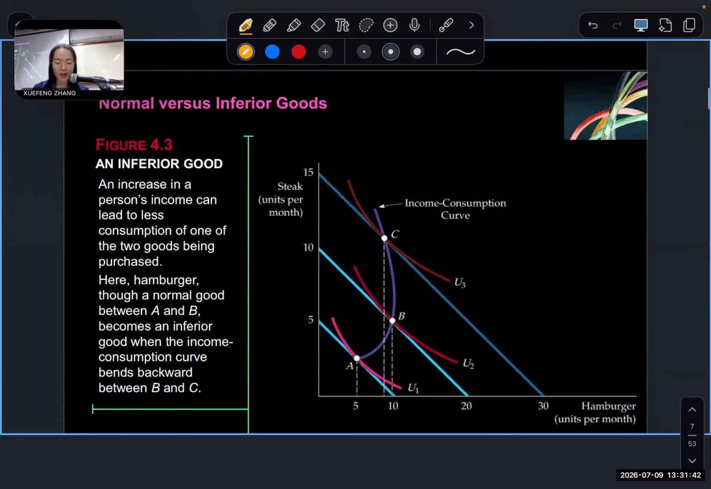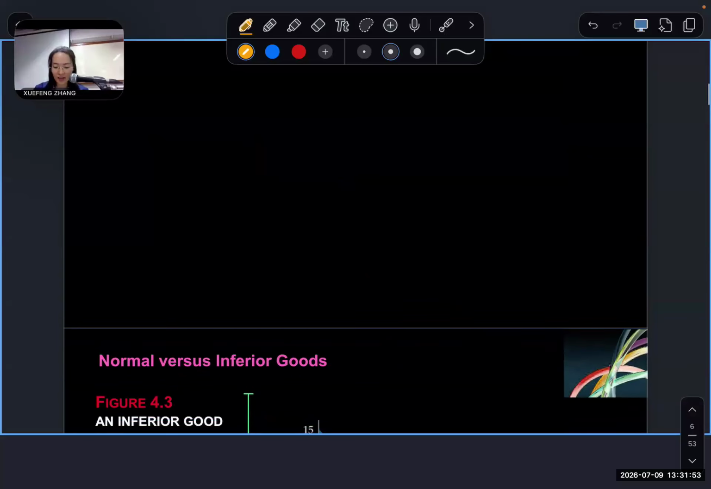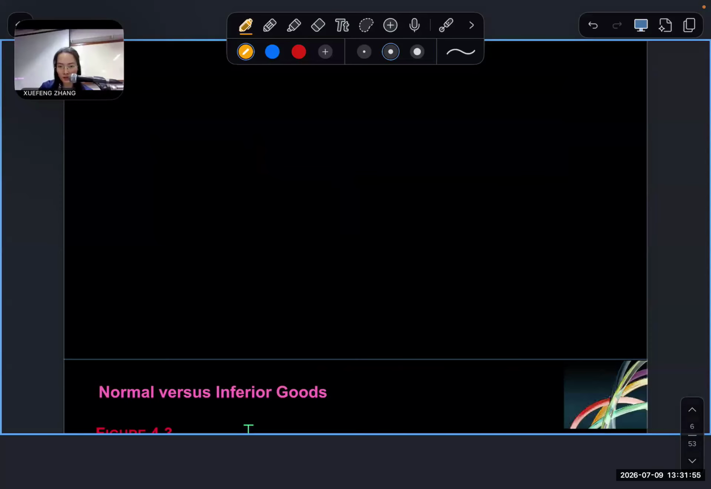Okay, here we're gonna talk about normal goods and inferior goods. Okay, what is the difference? So let me give you some idea and also example first. So basically, this is about slide 6.